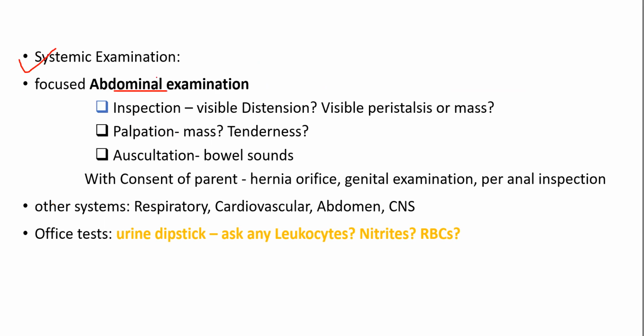Then we would go for systemic exam, starting with the abdominal examination. On abdominal exam, we will do the whole examination: inspection, palpation, auscultation. And then we finish with other systemic exam, and we also look for any office test.